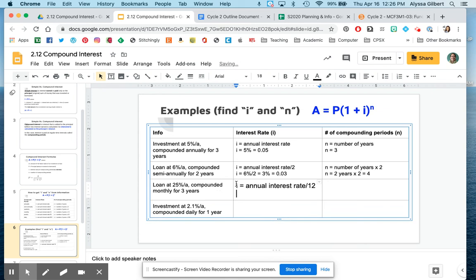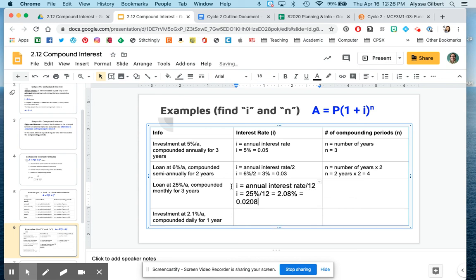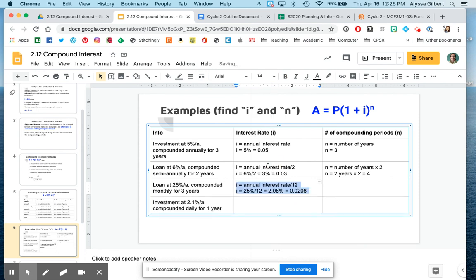So our interest rate is 25% divided by 12, which equals, well, let's see, I'm going to use my calculator. 25 divided by 12 is 2.08%, but remember, divide that by 100, 0.0208. Okay, and I'm going to make this smaller so that it fits.